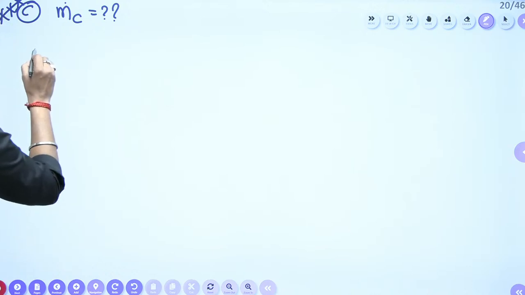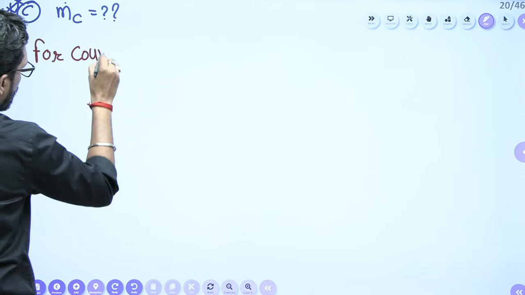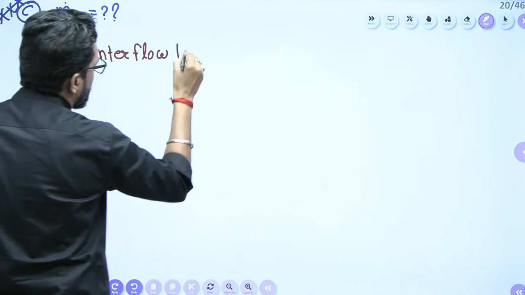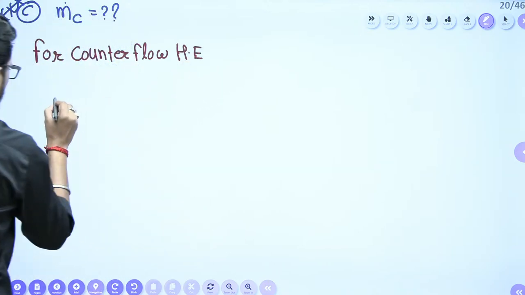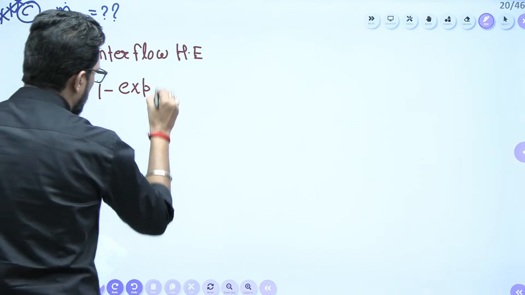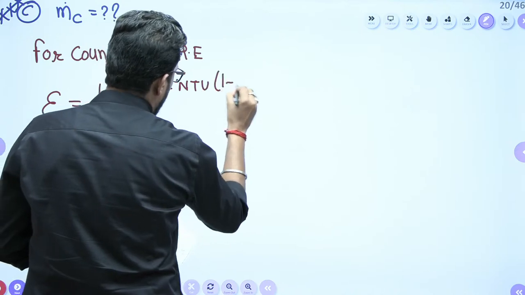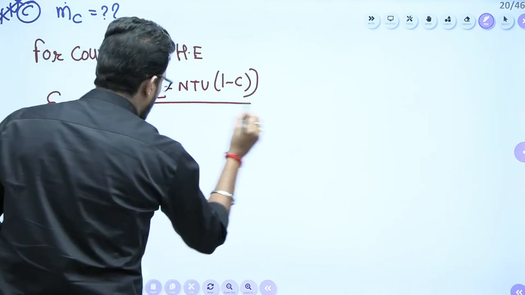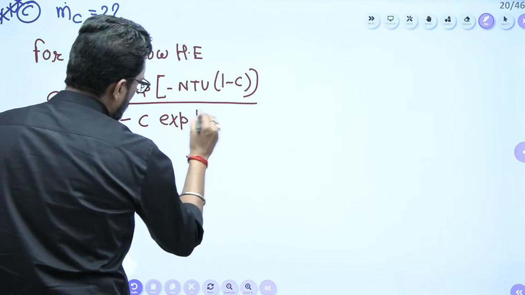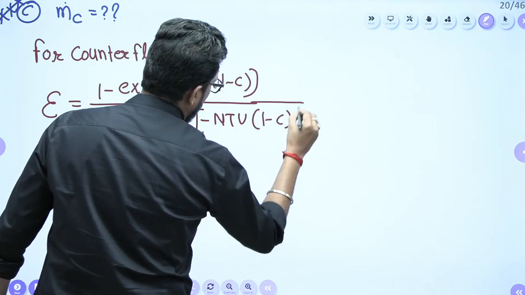See, for a counter flow heat exchanger, what is the effectiveness, beta? We know that it is 1 minus exponential of minus NTU (1 minus C), divided by 1 minus C exponential of minus NTU (1 minus C). Beta, this formula you have to remember.